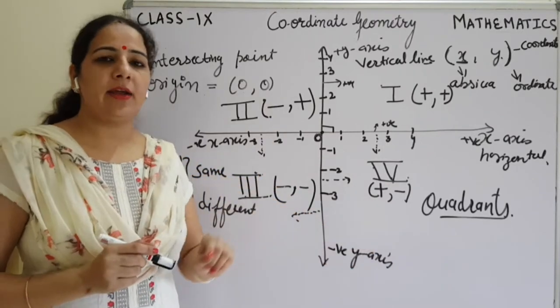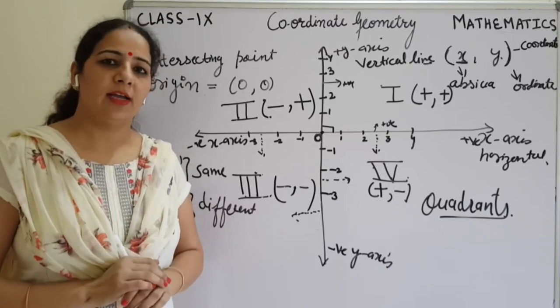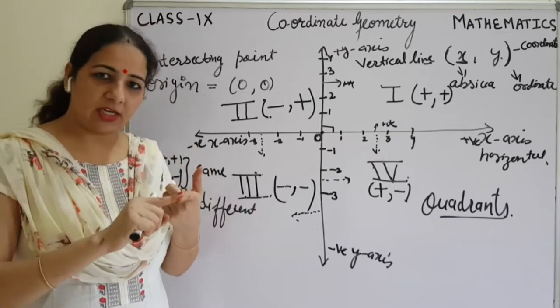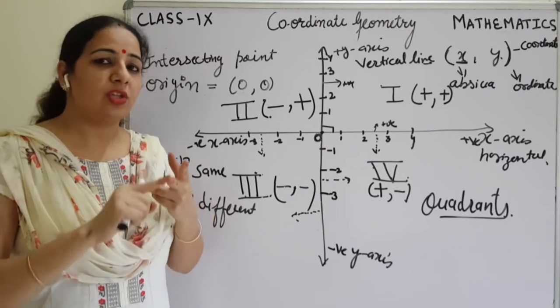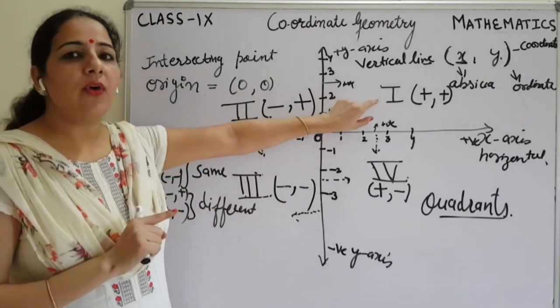Fine. Let me take one example. (3, 7) will lie in which quadrant? 3 is positive, 7 is also positive. So they will lie in the positive and positive quadrant, and they will lie in the first quadrant.